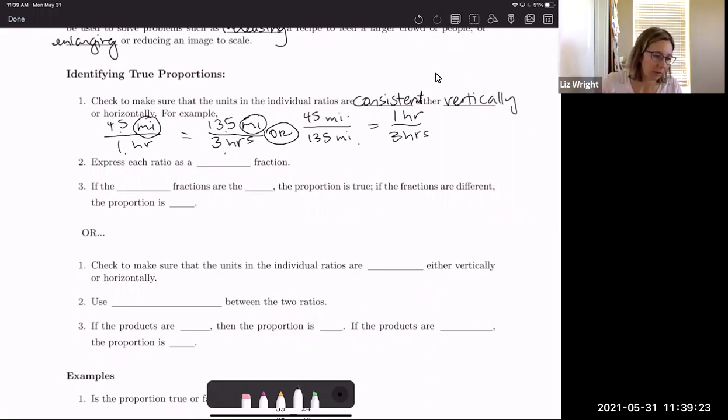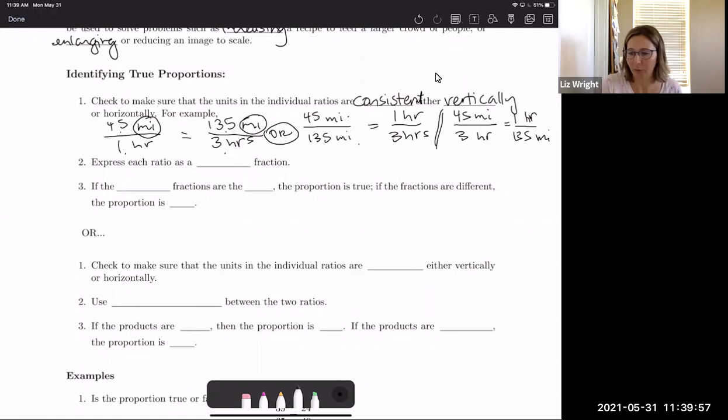There's another way you could write it too, but I'm running out of space here. What you don't want to do is write it like this, which would not work. If you were doing 45 miles per 3 hours, and then 1 hour, and then 135 miles, that would not be true.